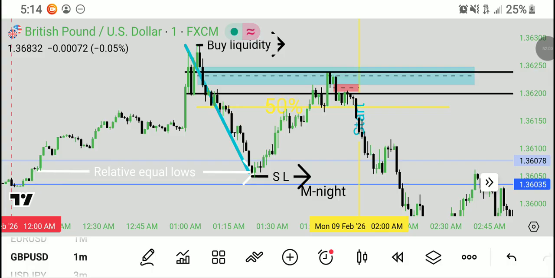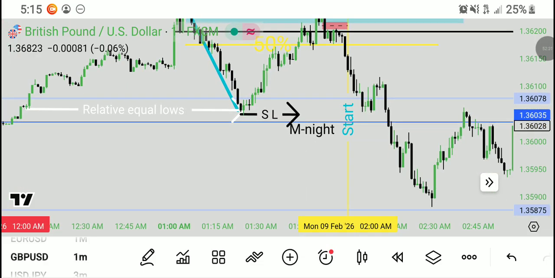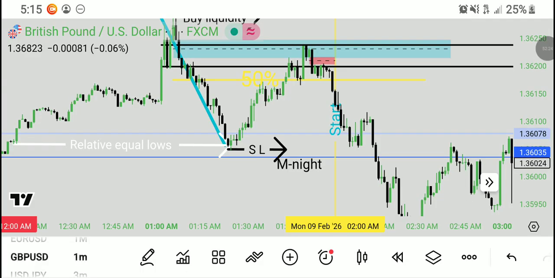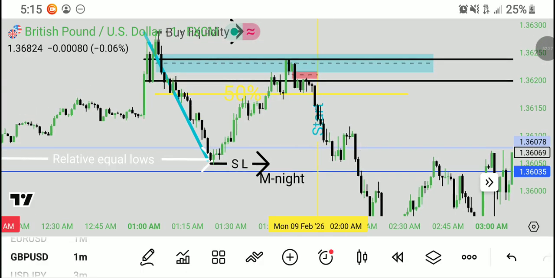If the market goes into its 50% and starts coming down, look below, you will see relative equal low. Look below, you will see midnight opening candle, which is my blue line. You will see weekly opening gap. Short from there, and take your profit at midnight.